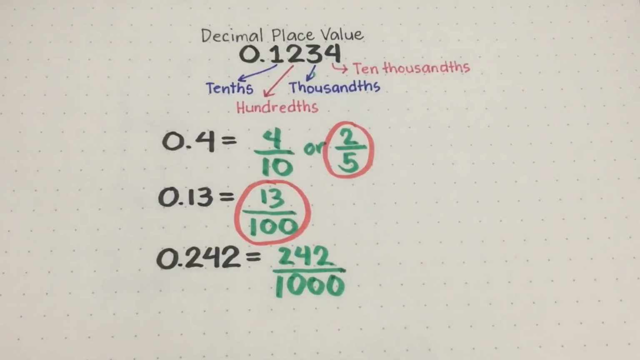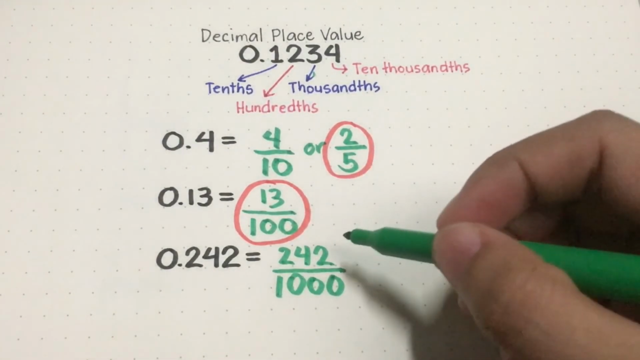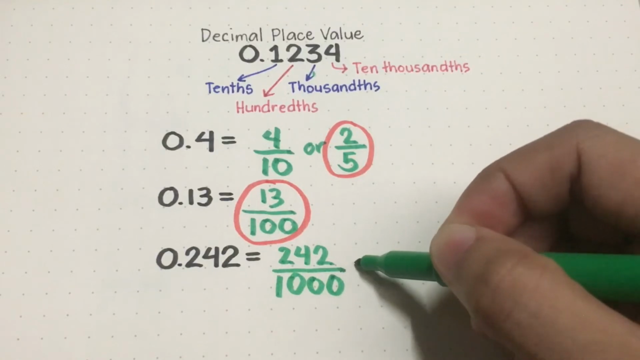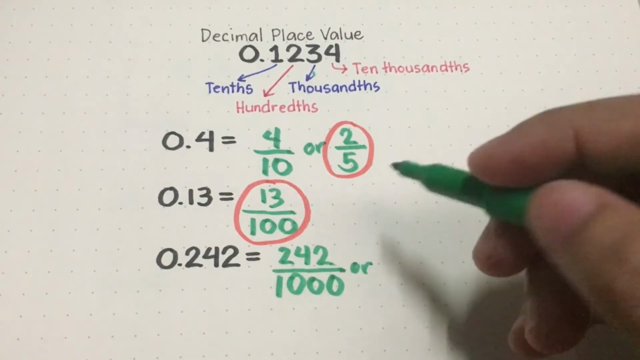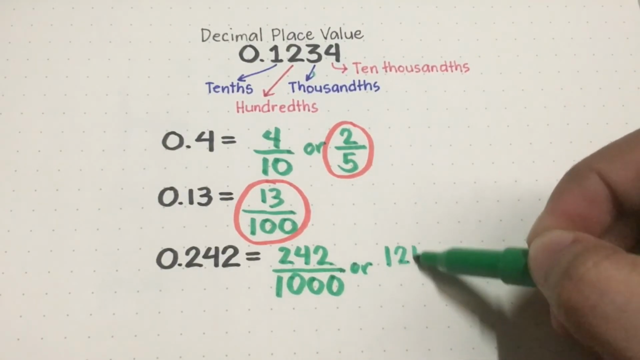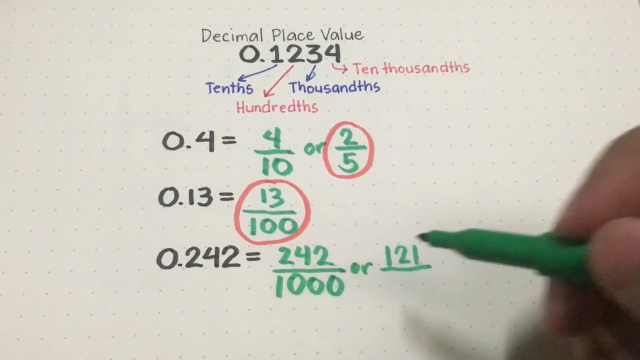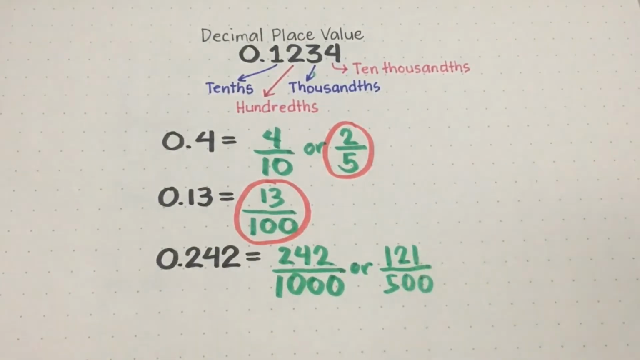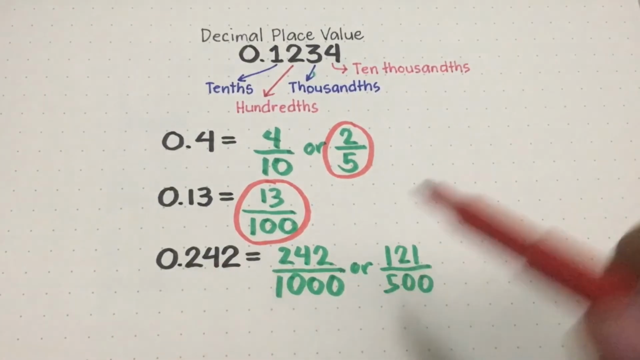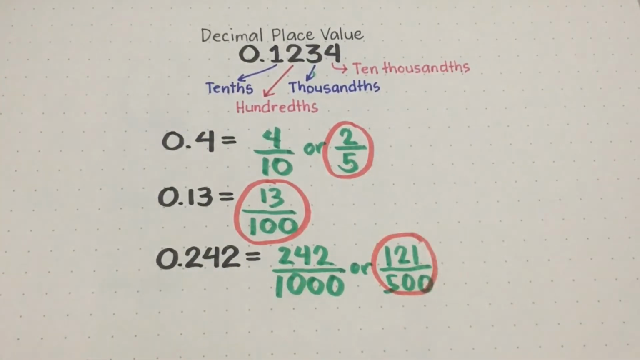Then simplify. So we can simplify them by dividing both the numerator and the denominator by 2. So 242 divided by 2 is 121, and 1,000 divided by 2 is 500. So 0.242 is equal to 121 over 500.